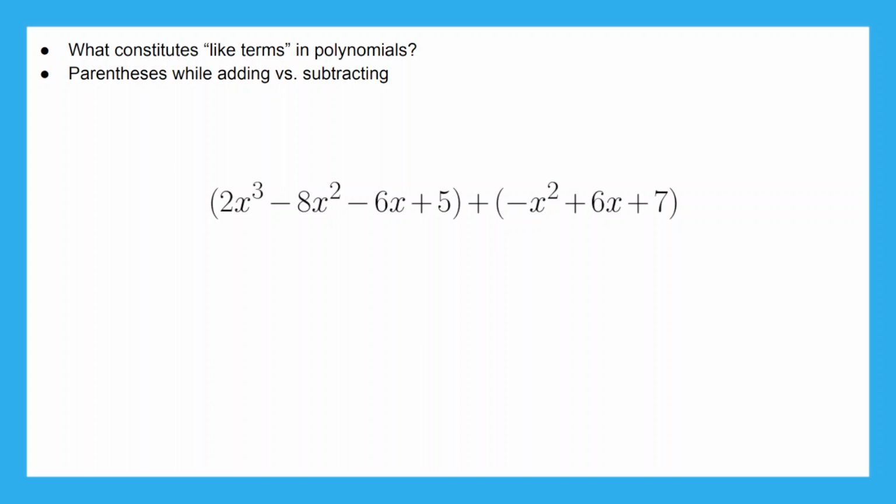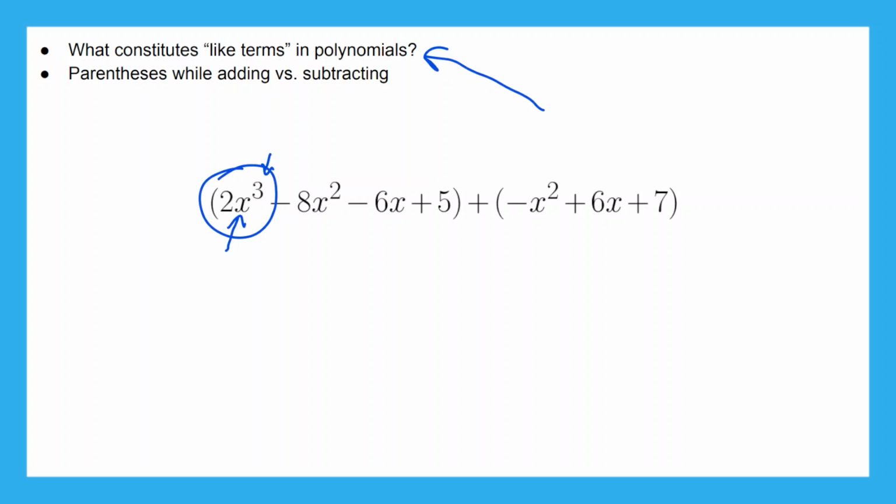Before we add these two polynomials, let's talk about like terms, and then we'll talk about parentheses. So first question is, what constitutes like terms in polynomials? Well, let's use the example of this first term, 2x to the power of 3. You'll notice that the variable is x and the exponent is 3, okay? Both of those things, the variable and the exponent, need to be the same in order for 2x to the power of 3 to be a like term with another term.